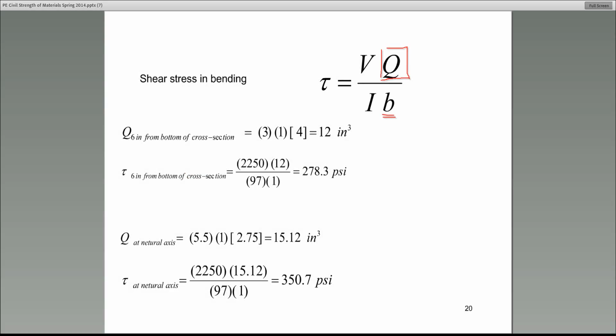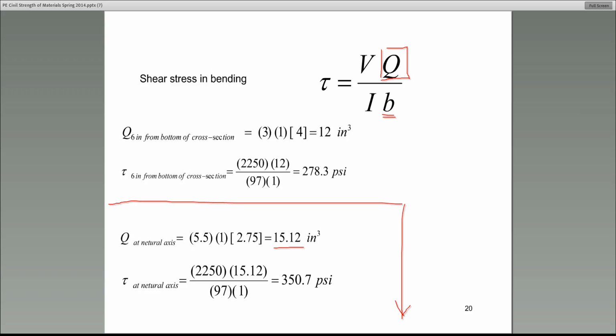This is slide number 20. Please look at the bottom part of this slide. This is where we are calculating the shear stress at the neutral axis. Q is 15.12 inches cubed. I just told you exactly how we calculated that. So the equation is tau equals VQ over IB. V is 2250. How did I get that?